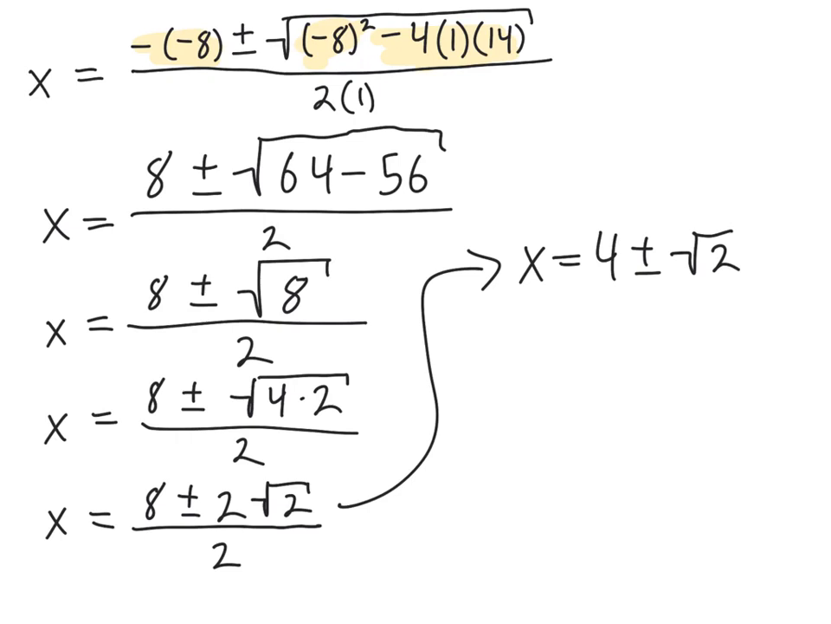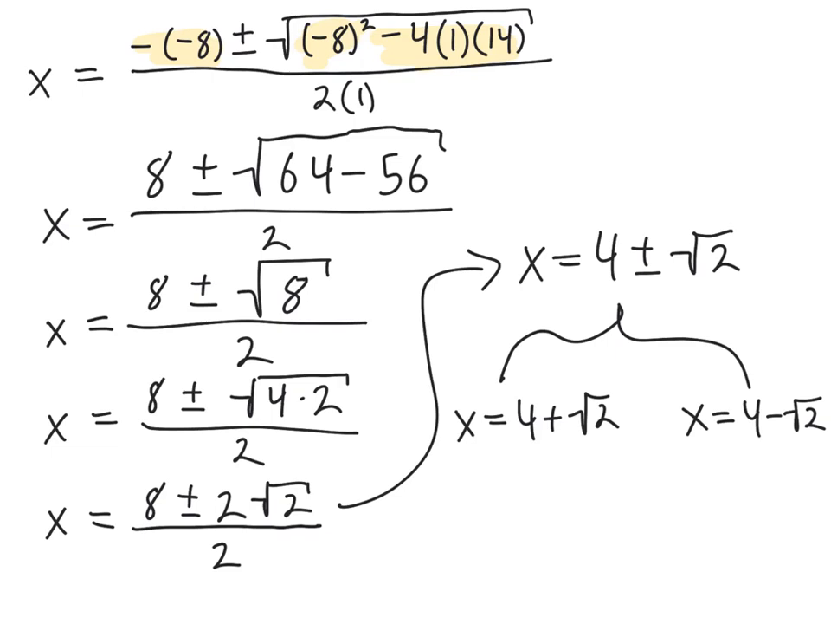Okay, so this is actually going to be 2 solutions. One where x equals 4 plus the square root of 2, and one where x equals 4 minus the square root of 2. Okay, and then you can plug that into your calculator to get a decimal approximation. But this will give you a pretty good idea of where the x-intercepts are going to be located.